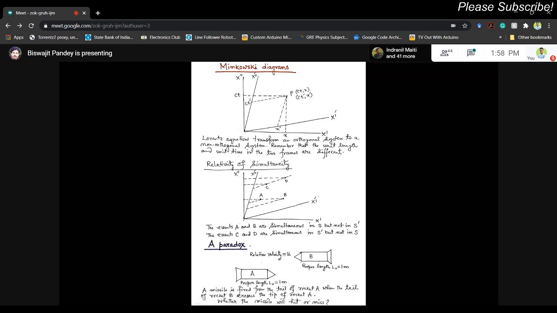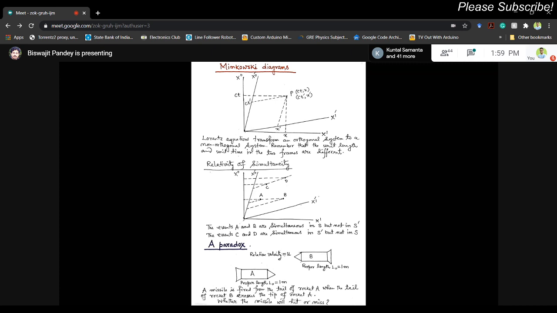So that means even if in one frame it is simultaneous, I am measuring the length of the rod simultaneously at the two ends, in another frame it is not happening. It is bound to happen that you cannot measure the two readings simultaneously, and that's the relativity of simultaneity, which is giving rise to length contraction and time dilation.